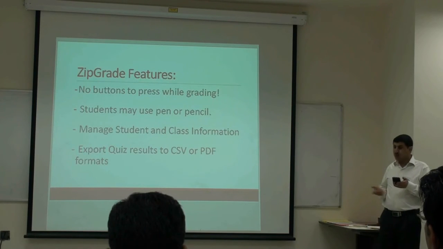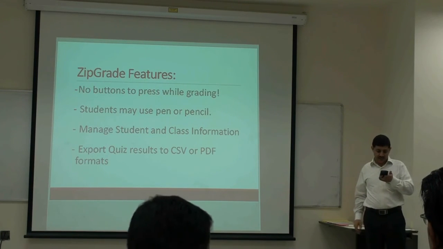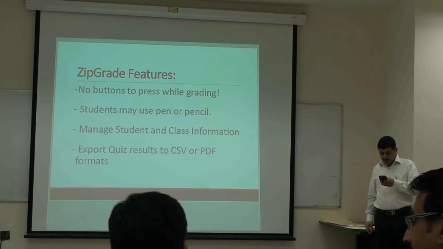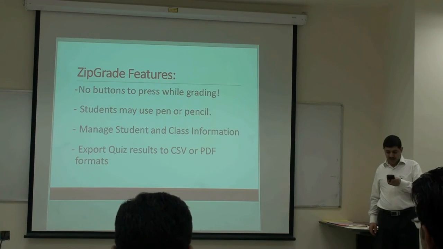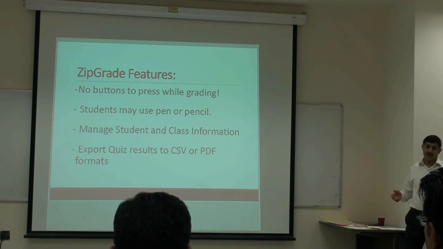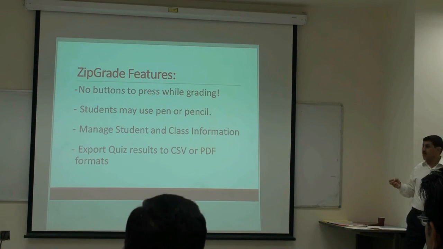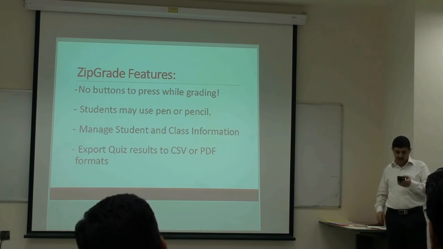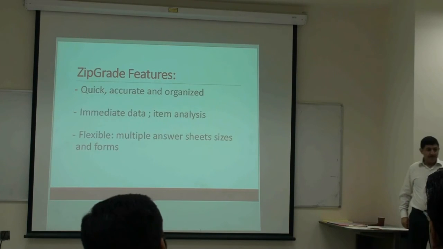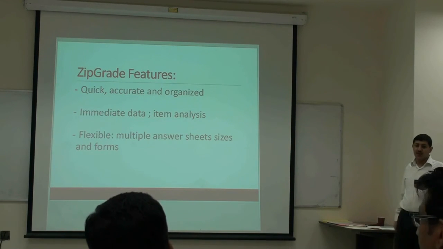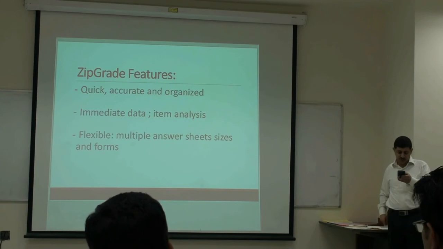Also, you don't need to press any button. Just focus it, and it will automatically do the job. Students can use a pen or a pencil. You can manage the student and class information. You can export the quiz results into Excel or PDF format, either to do more analysis or, if you want to send them to your students via email or something, you can export them into PDFs. CSV is Excel? Excel. It's quick, as we saw, because it takes about a second to focus and to grade each paper.